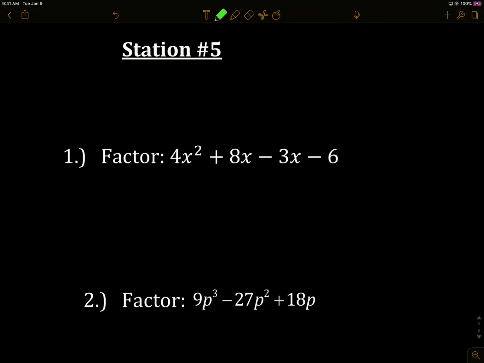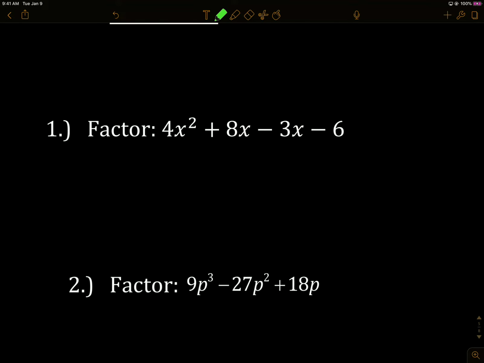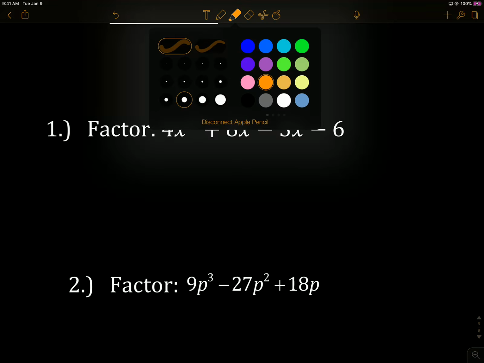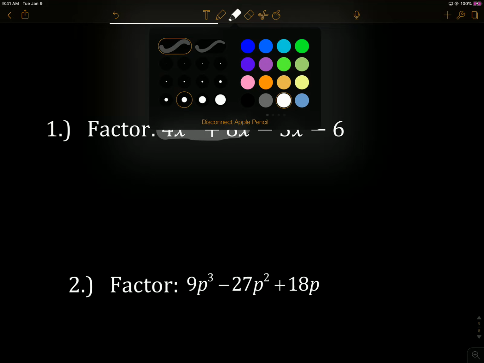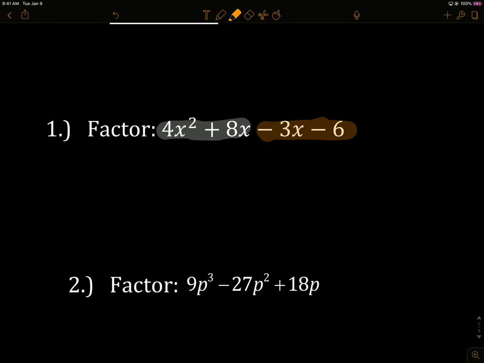Station number 5, we've got 4 terms here. So that's going to be factored by grouping. It's kind of already set up for that because there's 4 terms. I group the first 2 and do common factor. I group the second 2 and do common factor.